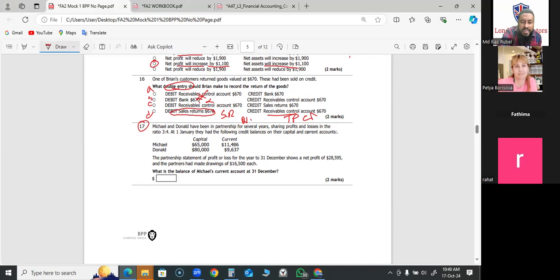Partnership. Michael and Donald have been in a partnership for several years, sharing profits and losses in ratio 3:4. Ratio 3:4. 3 plus 4 makes 7. Agree? Yeah. So that is needed because you need to divide it and multiply by 3 and 4 to get the profit sharing ratio later on. 1st of January, they had the following credit balances. Credit means available balance. So in the capital account, they have positive money always, but current could be positive and negative both. This time positive money. Michael and Donald had some money put aside. What is the one sentence scenario there? Partnership statement profit and loss for the year shows 28,595.